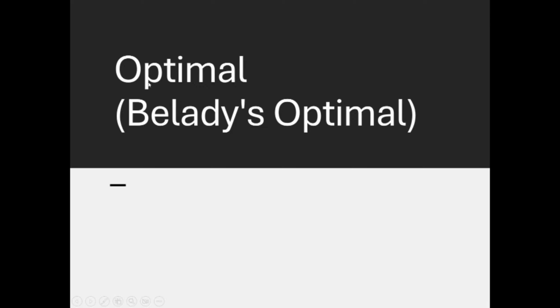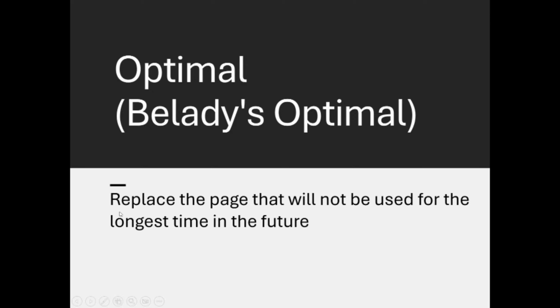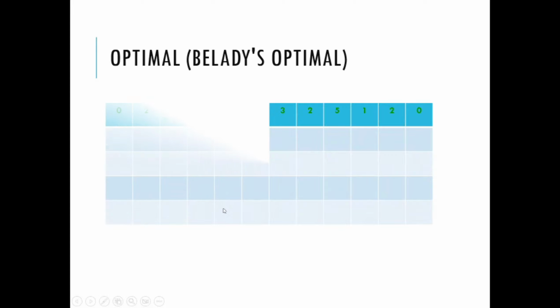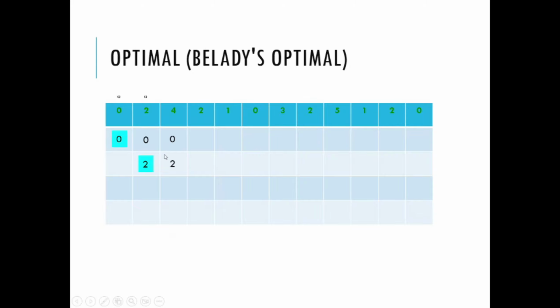So we go to the last one, which is optimal. It can also be called Belady's optimal. That means we need to replace the page that will not be used for the longest time in the future. So let's see the table. It's the same. 0 will be the first victim, and this 2 will be the second victim, and the 4 will be the third victim.